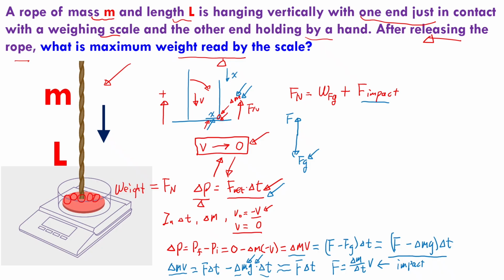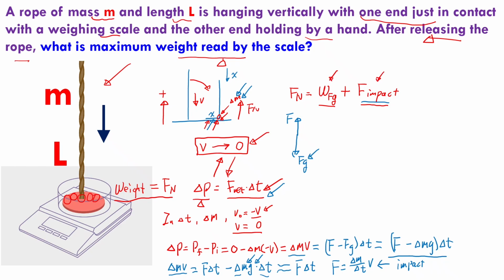Now we know the two contributions to the normal force on the skew. Part of the supporting force is used to support the part of the rope on the skew. The other part is being used to stop the rope. Now, what is this weight and what is this impact force in detail?